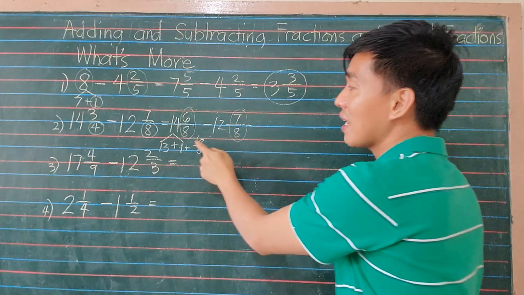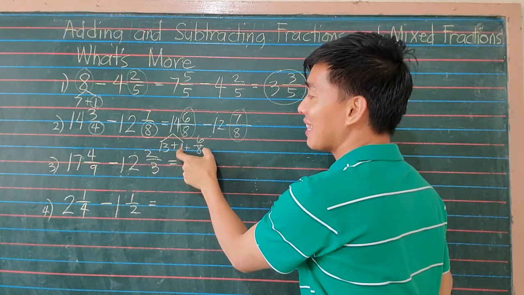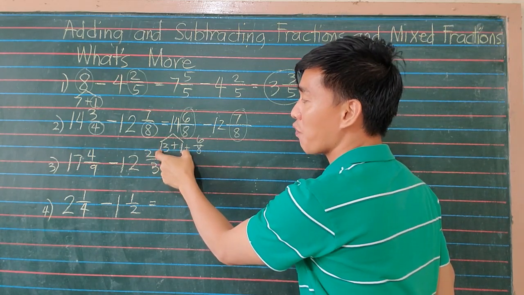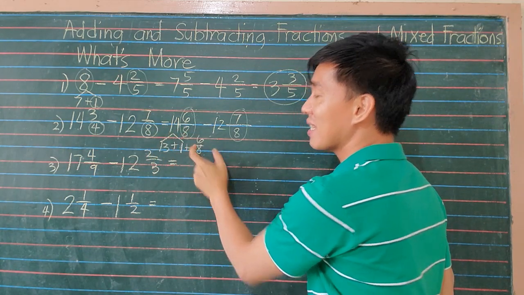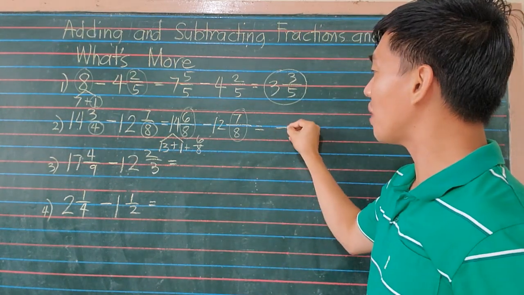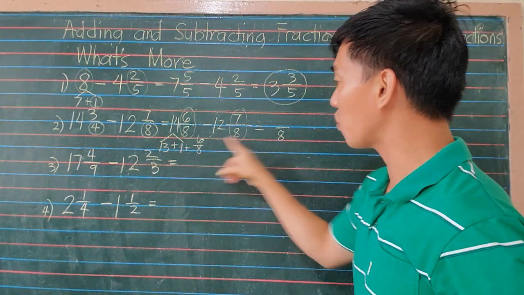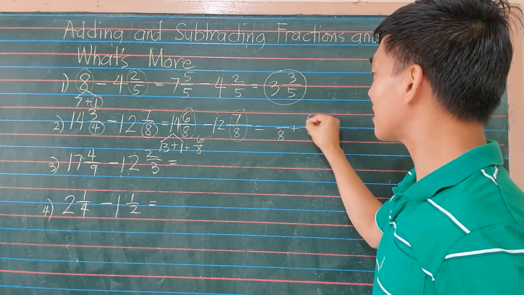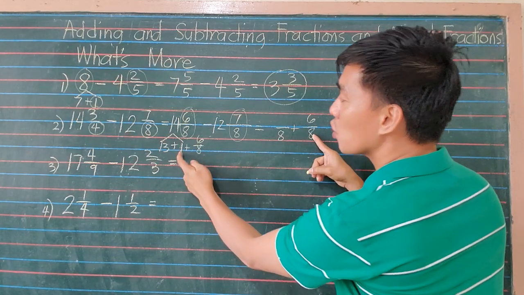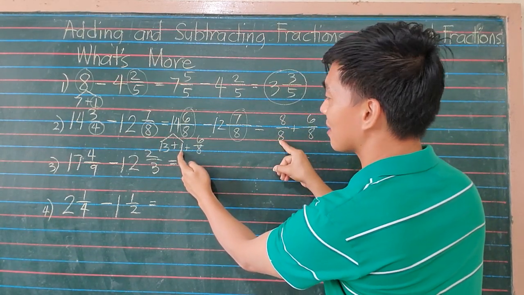So in this case, we borrowed 1 para i-add natin sa 6/8. So, kaya 13 na lang natira sa 14. So, this is your 14 and this is your 6/8. In that case, again, yung 1, dapat yung denominator niya is 8 din. Yung 1. Para ma-add natin sa 6/8 na ito. So, ito yung 6/8. So, yung 1, gagawin natin 8/8.